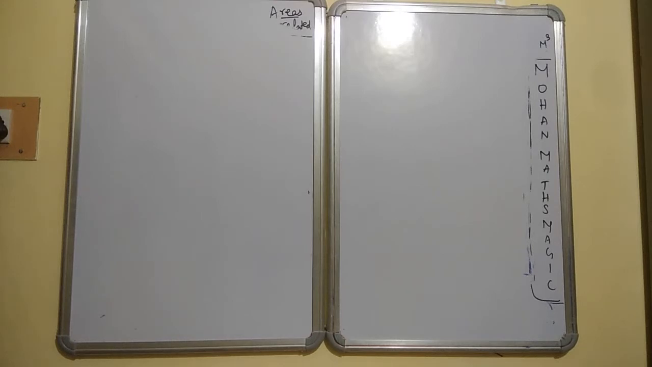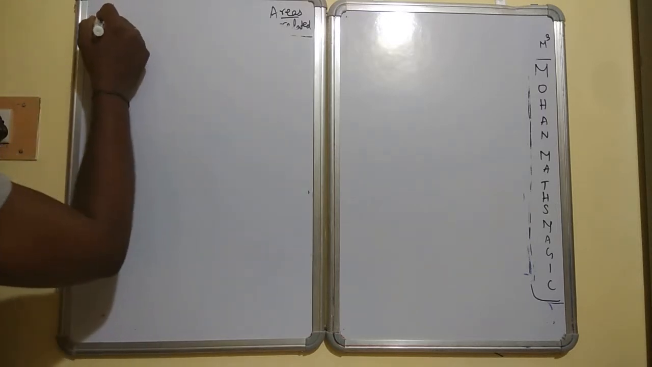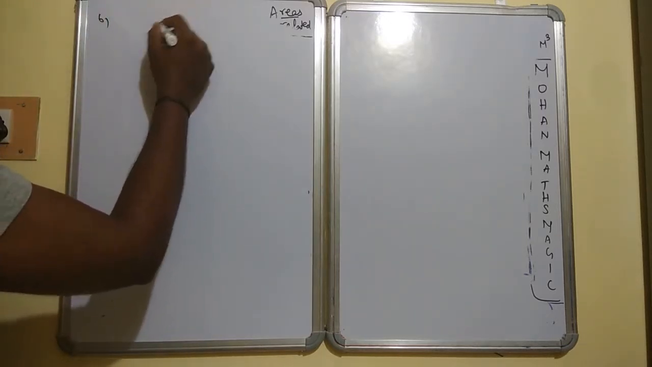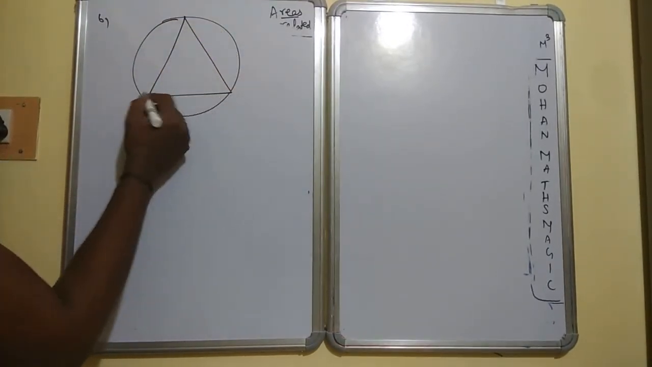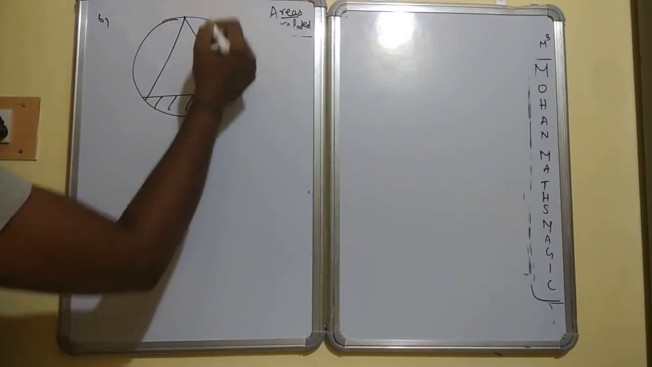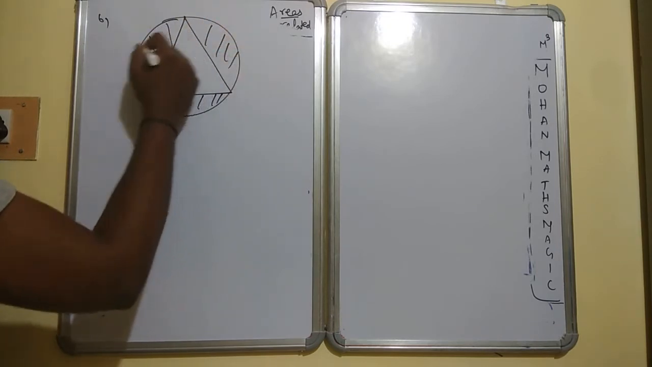Question number 6: find the area of a circular table cover of radius 32 centimeter. A design is formed leaving an equilateral triangle. Question number 6, exercise 12.3: a circle leaving an equilateral triangle. A design is formed. There are 3 designs, okay?